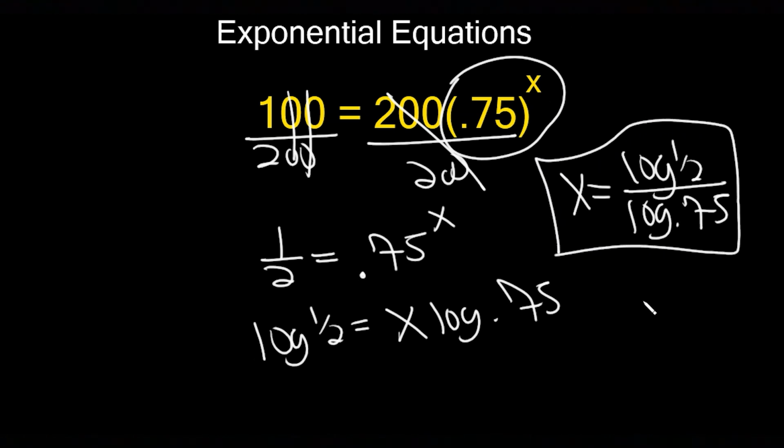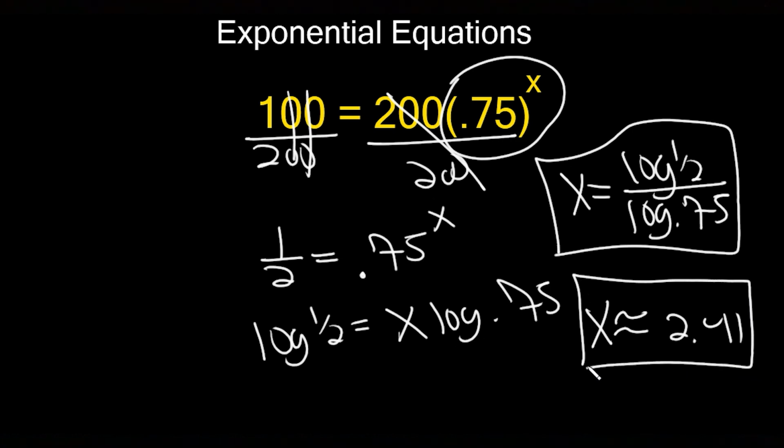And again, to maintain accuracy, you could leave it like this, or you could go ahead and plug it into your graphing calculator. If you do that, you will get the following. You end up getting x is about 2.41, if you round to the nearest hundredth. Okay. So again, two different ways you can write it. If you want to round it, plug that into your graphing calculator. But if you want to maintain accuracy, what we have right here is good.